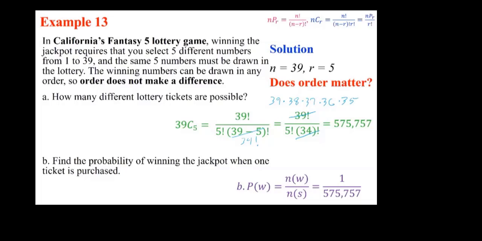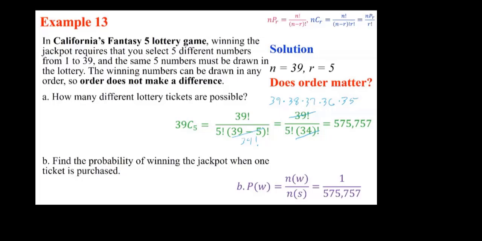Okay, so you multiply those numbers, you divide by 5 factorial, or you can write the 5 factorial as 5 times 4 times 3 times 2 times 1. Do the simplification, get rid of the denominator, and come up with the answer.